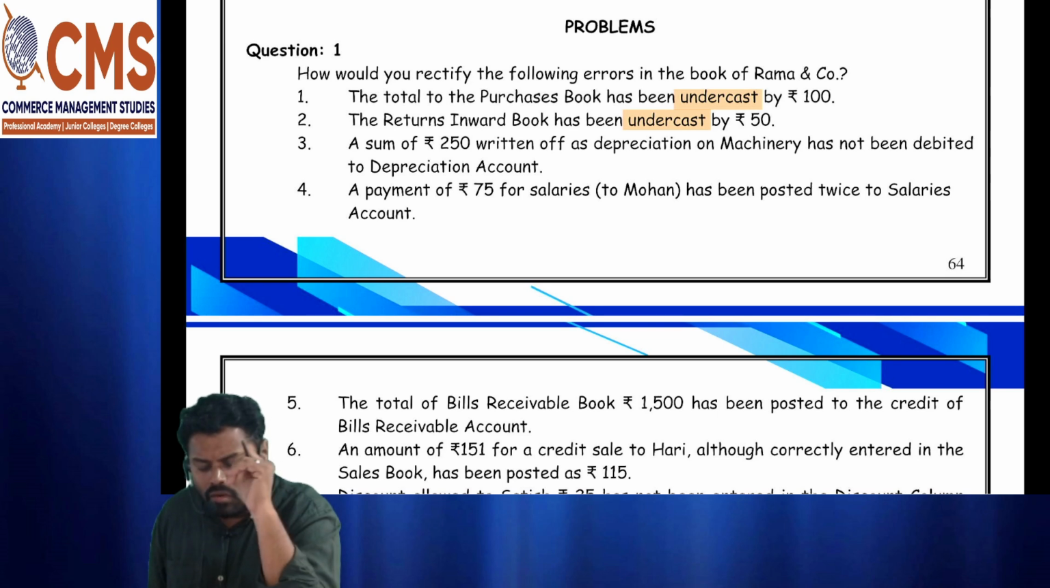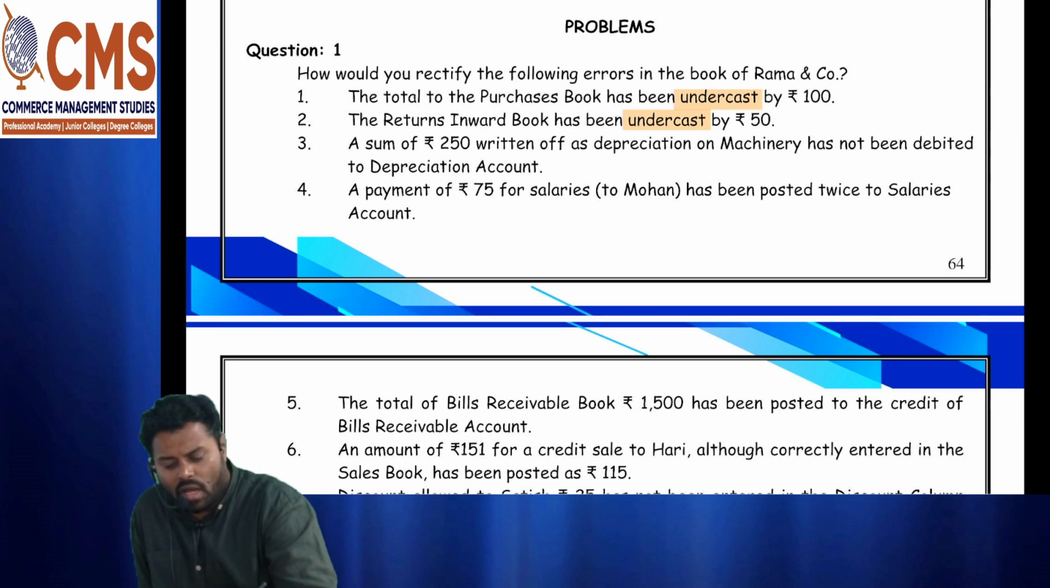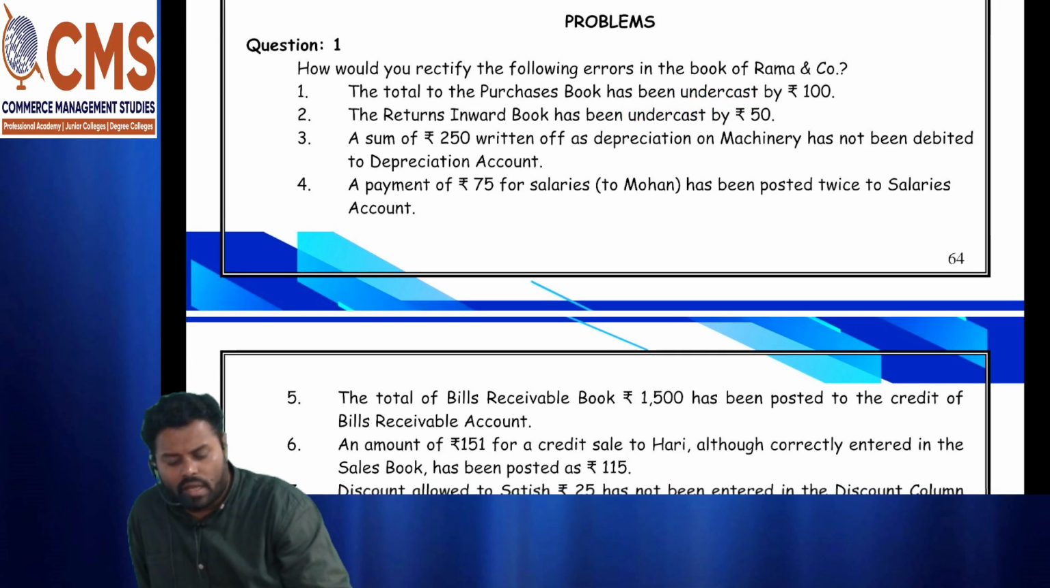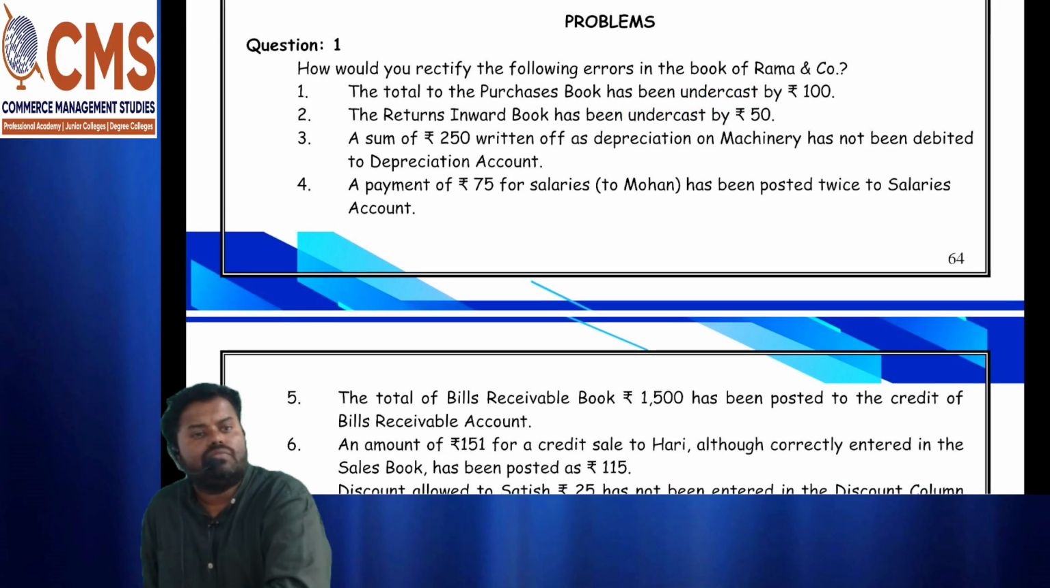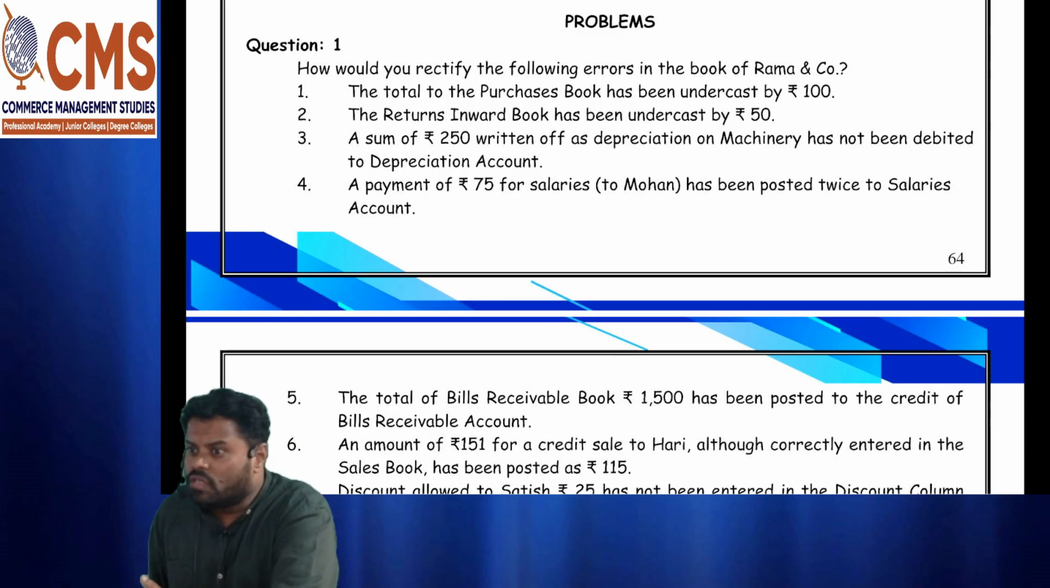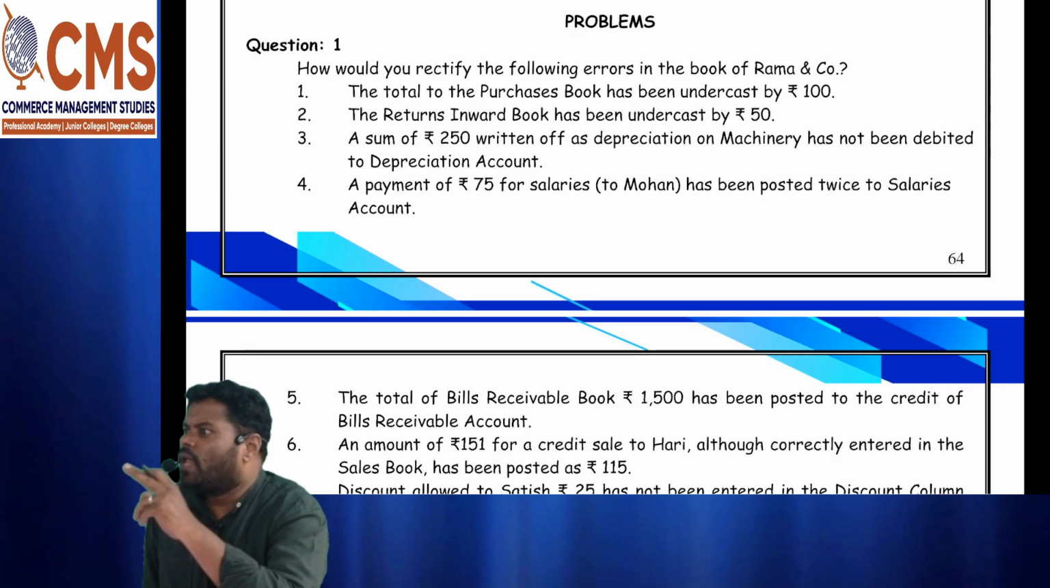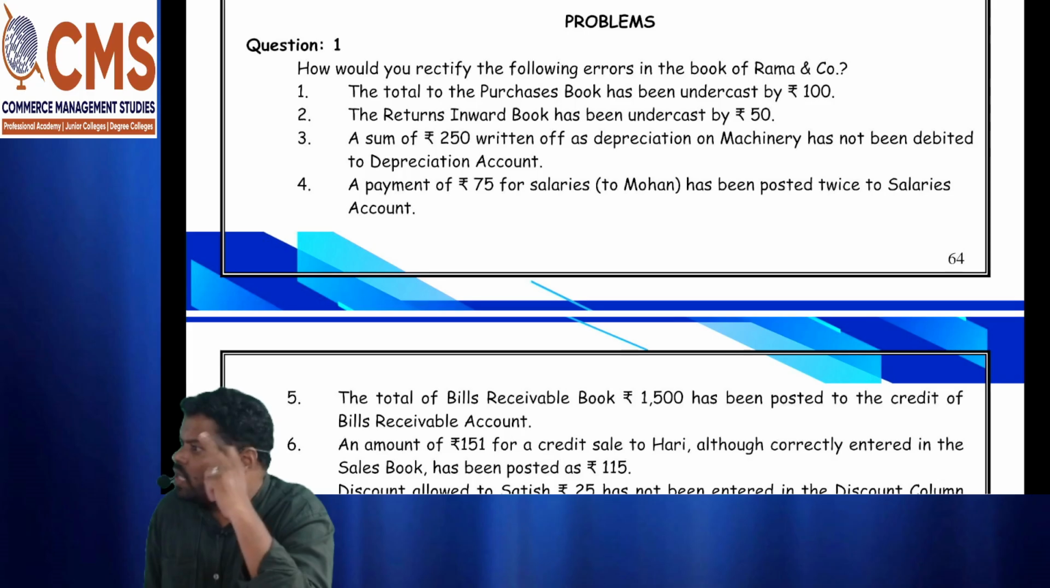Right. So 100 rupees is short in purchase account. What do you want me to do? Can we write an entry? Because of this, how many accounts will go wrong? One thing is confirmed, purchase account is wrong. Are you trying to say that if purchase book is totaled short, any of your supplier accounts is wrong? No, why? Supplier accounts postings will be done on the same day when you purchase goods from them.